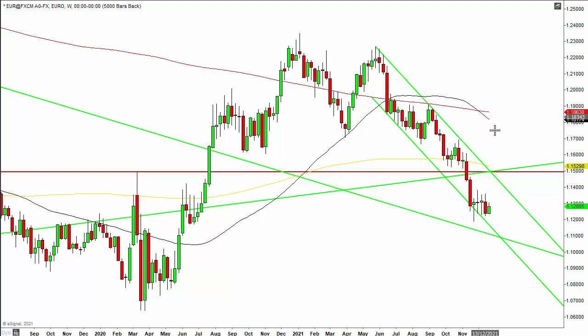Even on the weekly charts here, my 50-week moving average is pointing down now, although price is a distance away from it. Prices like to mean revert, so it's possible that it reverts back to that 50 at some point. I've also just put my blue moving average on here, which is my 20.